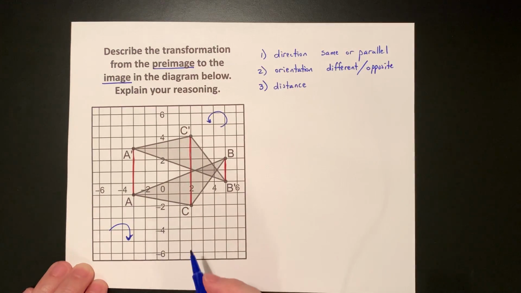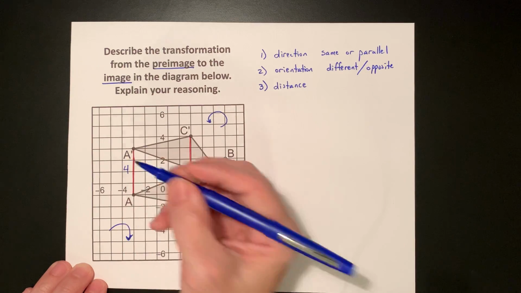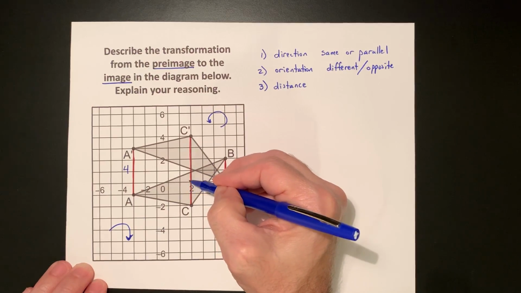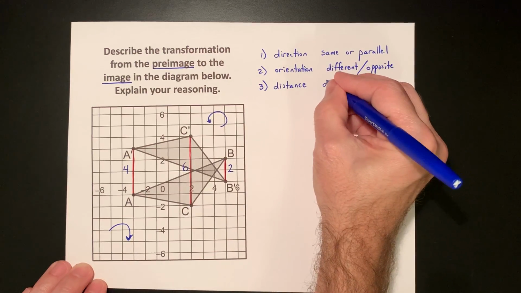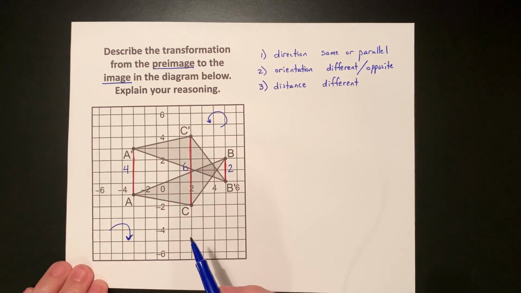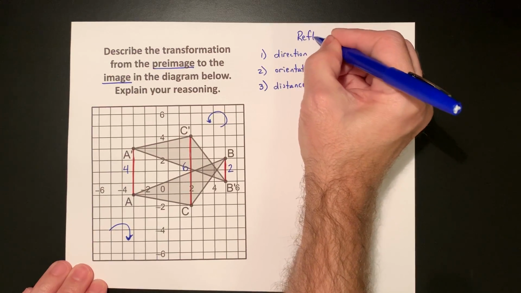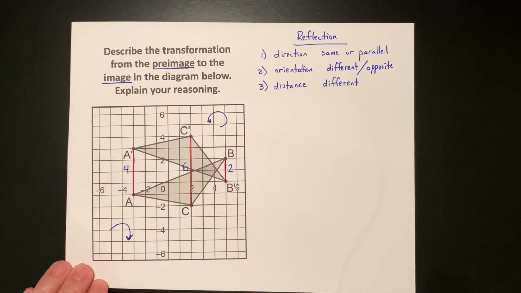The third thing that we look at is the distance. The distance that each point moves. Well, these are easy to count here. Distance from A to A prime is 1, 2, 3, 4. The distance from B to B prime is 2. And the distance from C to C prime, you can count, is 6. So clearly, the distance is different. Now, these three characteristics of direction and orientation and distance, when they look like this, are telltale signs of a reflection.